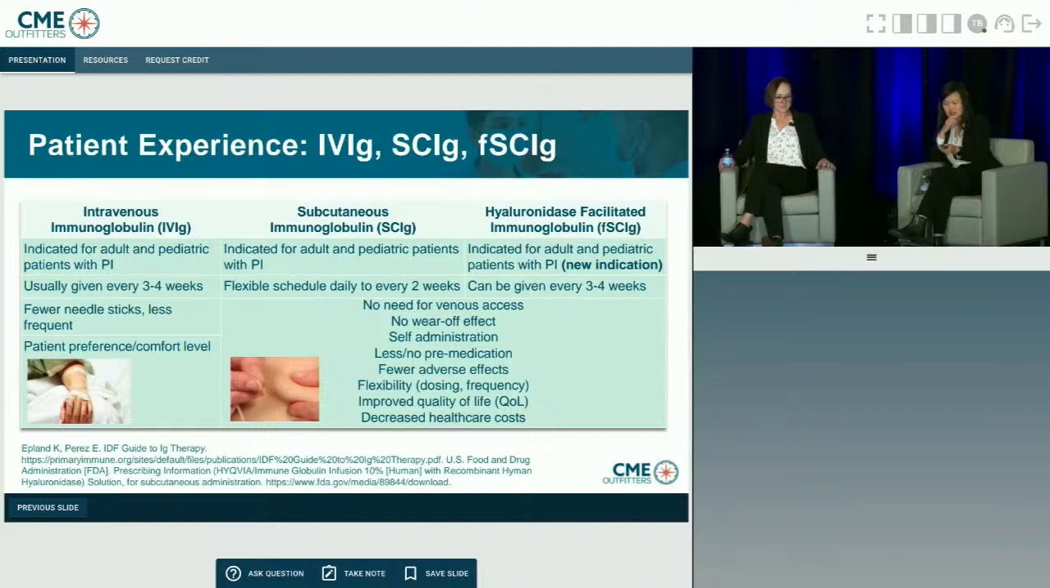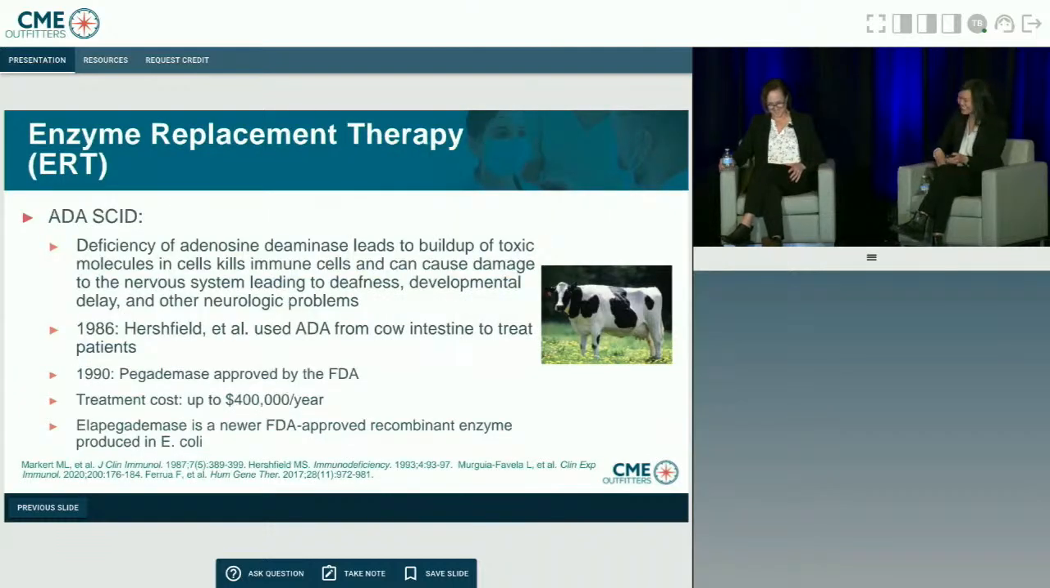I saw that picture of sub-Q, and for some reason I thought they were injecting it into their chin, but now I see that they're just pinching the skin, subcutaneous. I was like, that is very odd. Yeah, don't inject your chin.